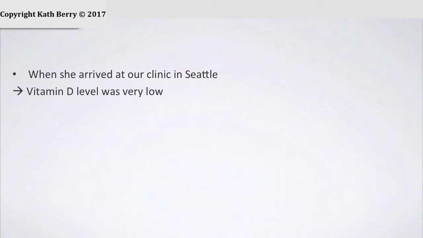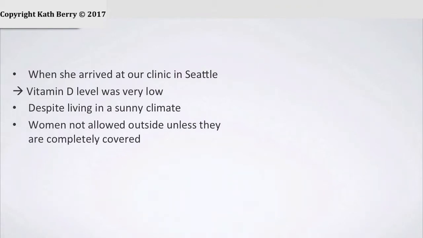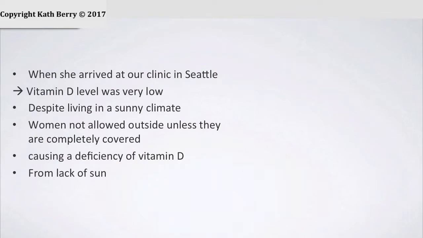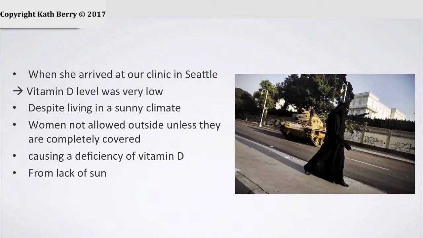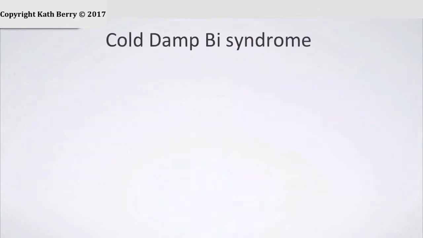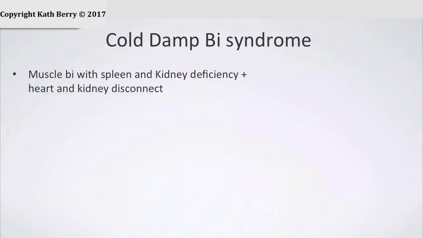When she arrived at our clinic in Seattle, like a lot of these women, her vitamin D level was very low. Most of her life, these women aren't even allowed out of the house unless they're totally covered, causing a vitamin D deficiency from lack of sunlight, plus malnutrition. So we diagnosed Safia with cold damp Bi syndrome, specifically muscle Bi with spleen and kidney deficiency and heart and kidney disconnect.